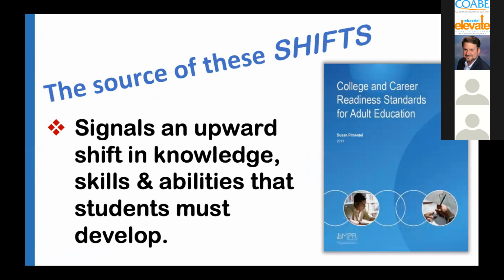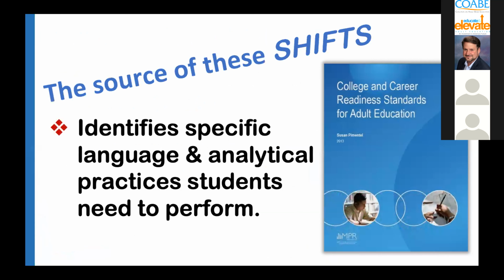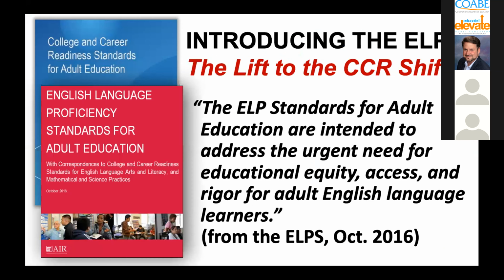So the College and Career Readiness Standards are the embodiment of these shifts. The standards signal an upward shift in knowledge and skills and abilities that students must develop. It also shows that we have an increase in the language demands. It reflects the increase in the language demands across the content areas. And it also identifies specific language and analytical practices that students need to perform. So that's at the heart of the College and Career Readiness Standards.